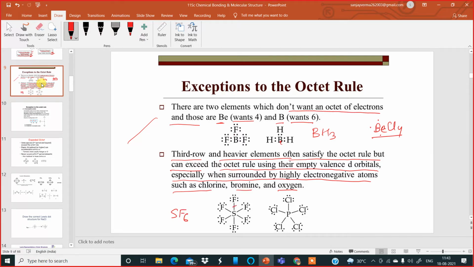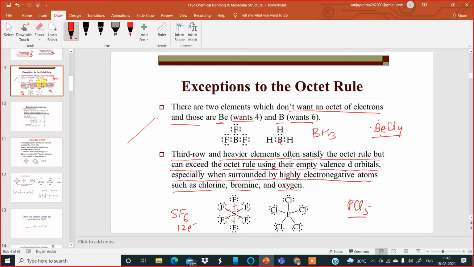So 2 electrons here, 2, 4, 6, 8, 10, 12. So there are 12 electrons after bond formation. So it is a case of expanded octet, more than 8 electrons after bond formation, because the fluorine atom is an electronegative atom. Another example is PCl5.